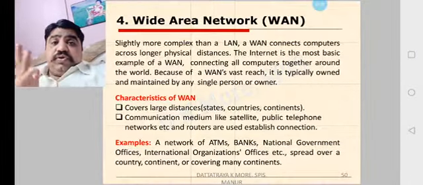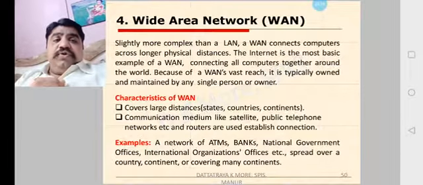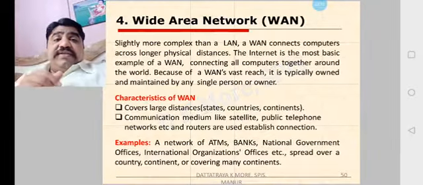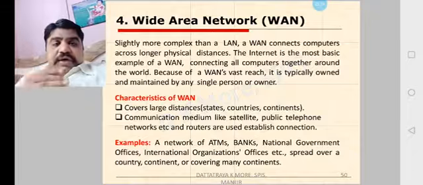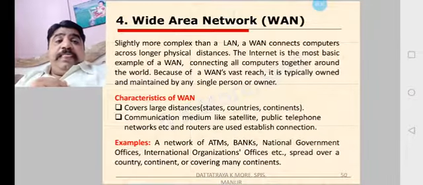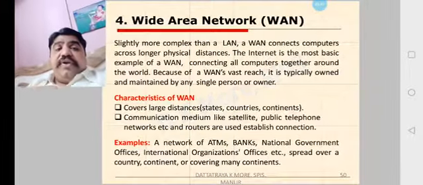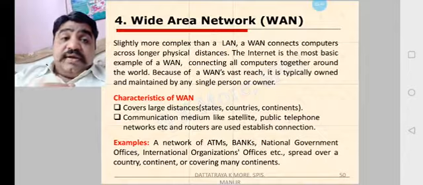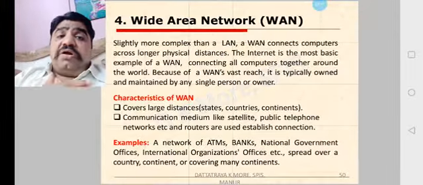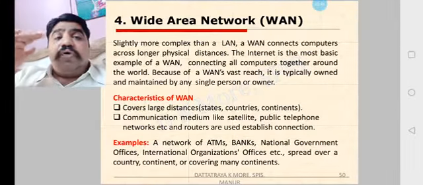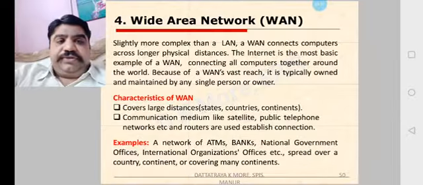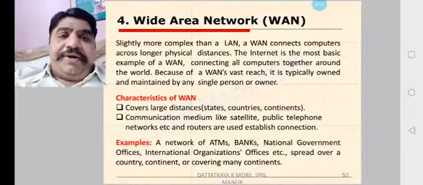Satellite is a must because it is available worldwide, so we need to use different devices and different media for connecting that network. Example: a network of ATMs, banks, national government offices, international organization offices, etc., spread over a country, continent, or covering many continents. So this is very wide.